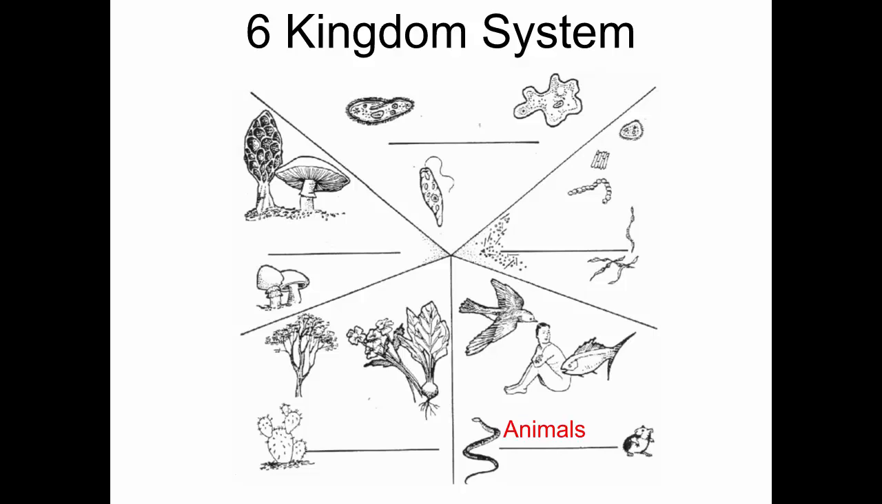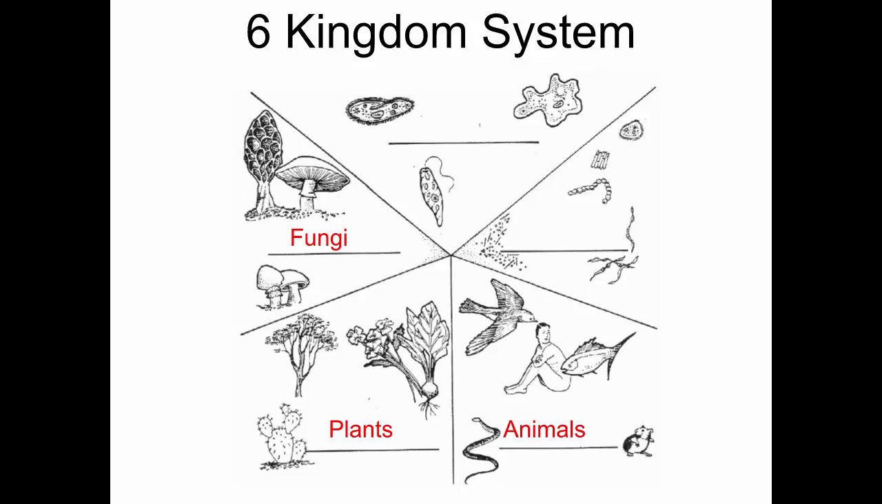All right, how about the tree, the cactus, the radish, the flowers? Obviously this one, Nathan? Plants. This one, yeah. Abby? These are the fungi. So mushrooms, slime molds, mold, yeast, all of those things are in the fungi kingdom.